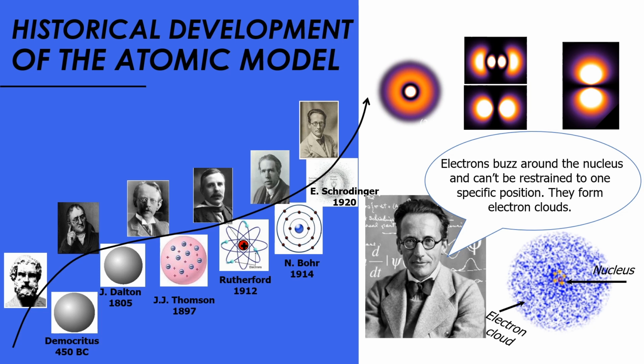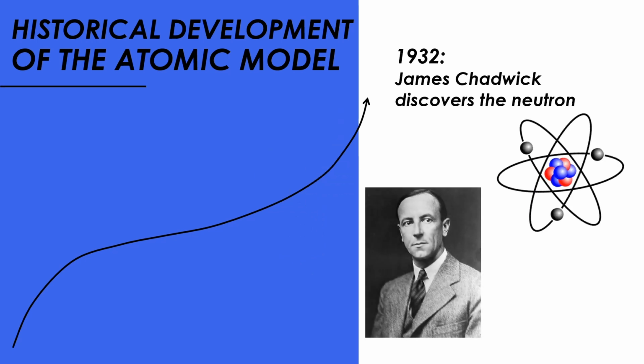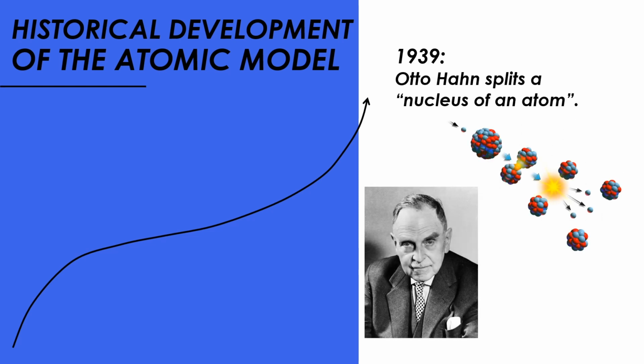After 12 years, James Chadwick discovered that the nucleus contains protons and neutrons. So with Chadwick, now we have the three subatomic particles: the neutron, the proton, and the electron. After Chadwick, by around 7 years, Otto Hahn, a German scientist, succeeded at splitting the atom.